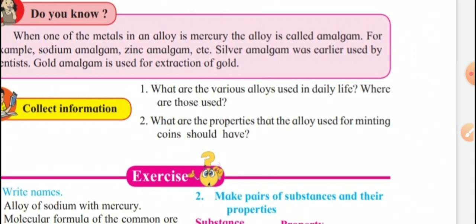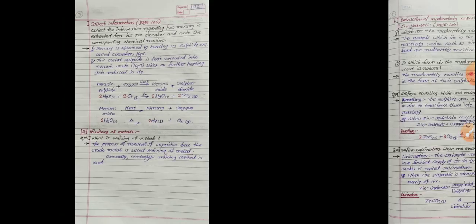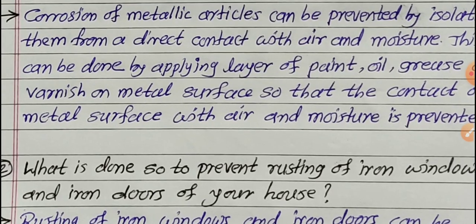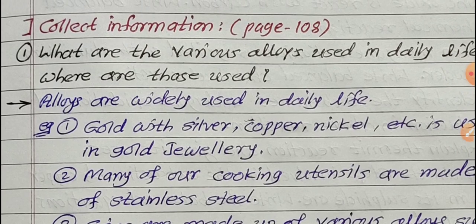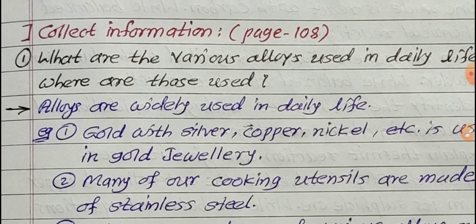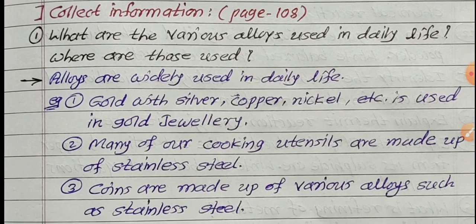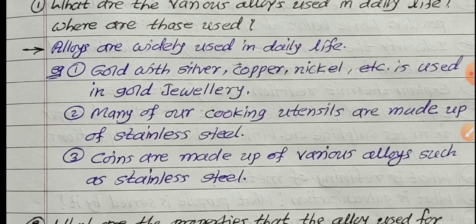Collect information, two questions. What are the various alloys used in daily life and where are those used? And second, what are the properties that the alloy used for minting coins should have? I will show the answer to these questions on a separate page. Textbook page number 108, collect information. What is the first question? What are the various alloys used in daily life and where are those used?